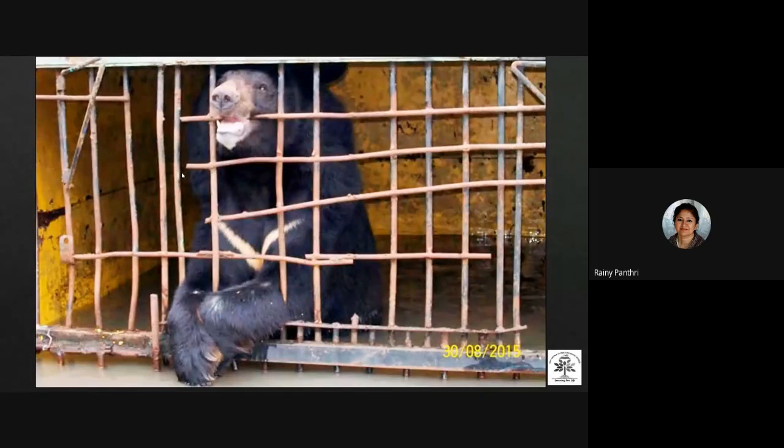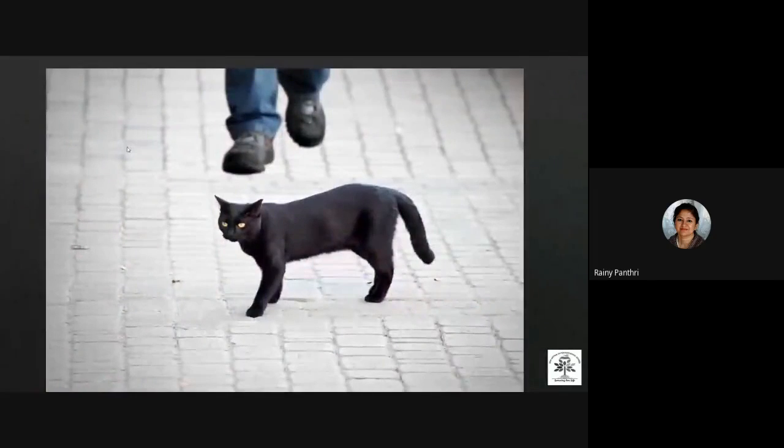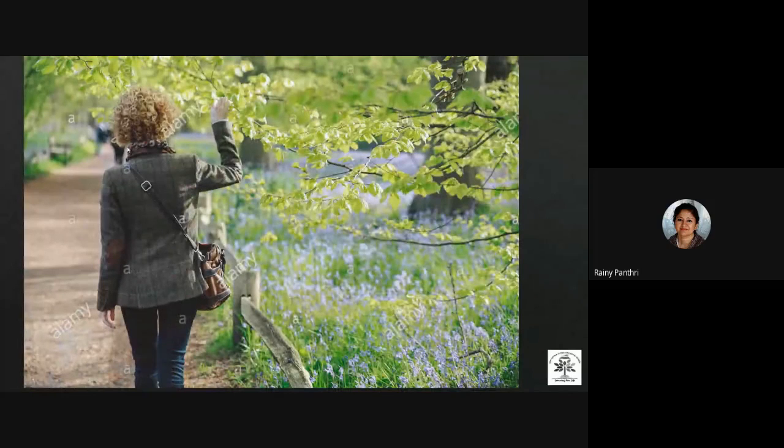Now, this is a bear again in a cage. This was the black cat. I've covered it earlier. Now, we take compassion to another level. I know, children, you may not agree with me because you are really small, but this is another level of compassion. Okay, what happens is that we are walking on the road and there are trees and plants and everything at the side.